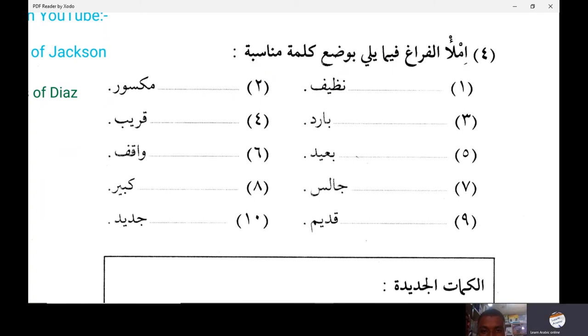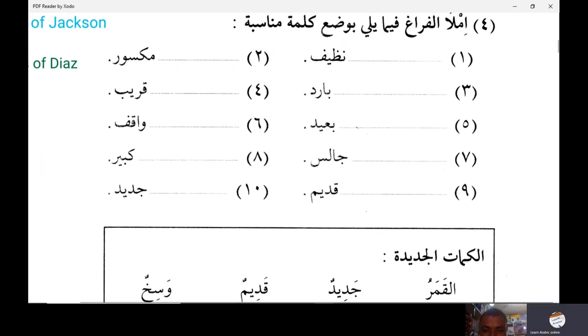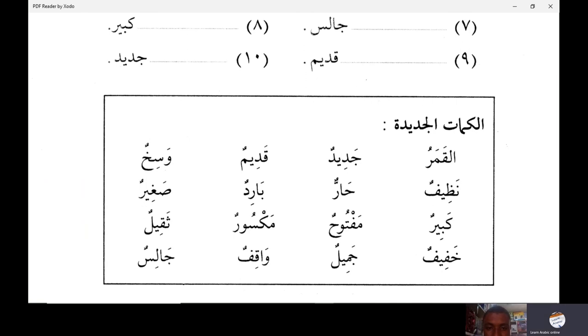This qadim is new, right? What? The qadim is new. Yes, qadim is old. Old. So, I don't know what word I will use here. The teacher is old. The chair is old. The pen is old. The city is old. Al-qalamu qadimun.